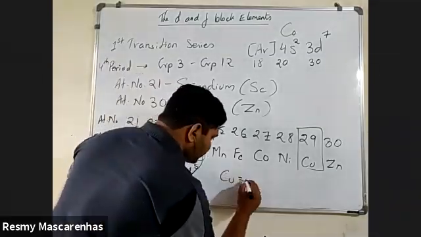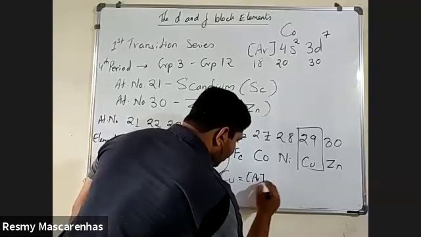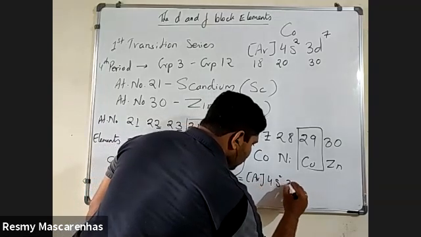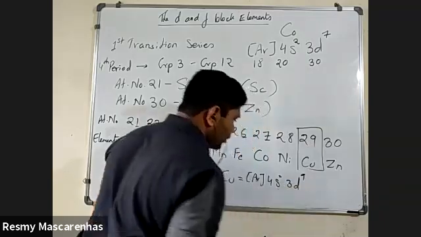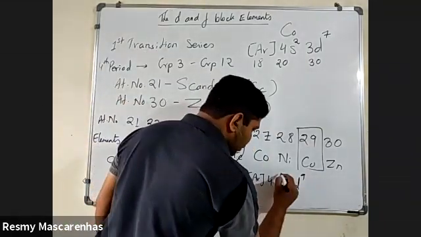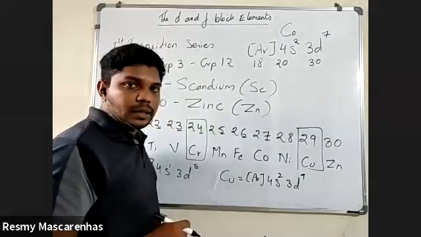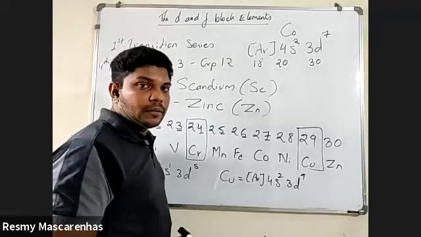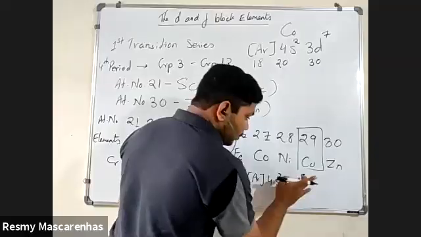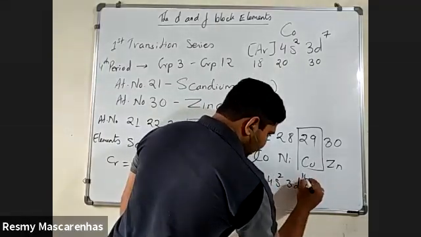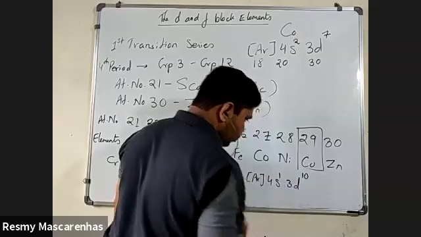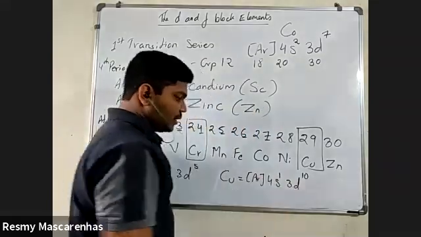Same way for copper. If you see here, argon 4s2 3d9. Now 4s2 is stable, but is 3d9 stable? No. 3d10 is stable. So 1 electron from the s orbital we will write in the d. So we will make the d 10 and the s 1. Now this is stable, even this is stable. So when the last shell gets completely filled, it becomes stable.